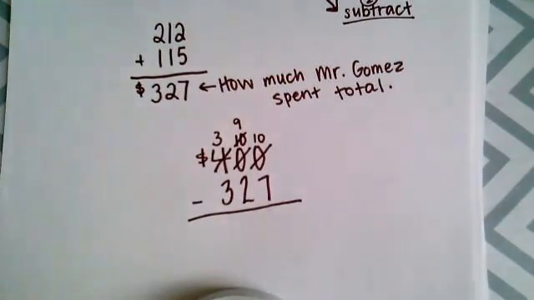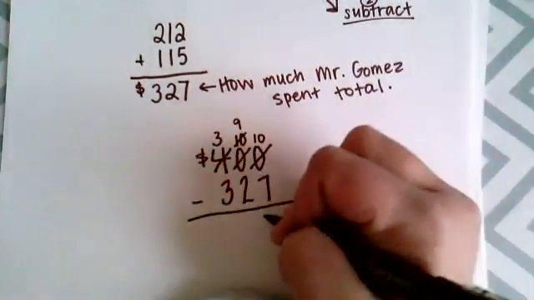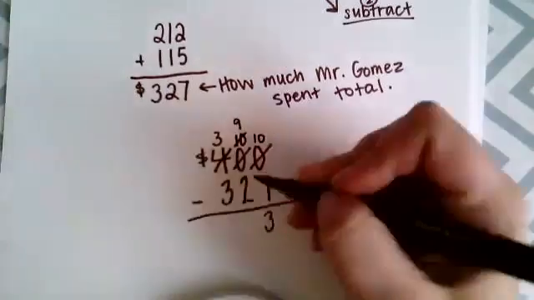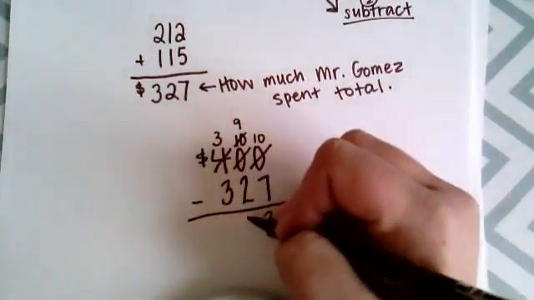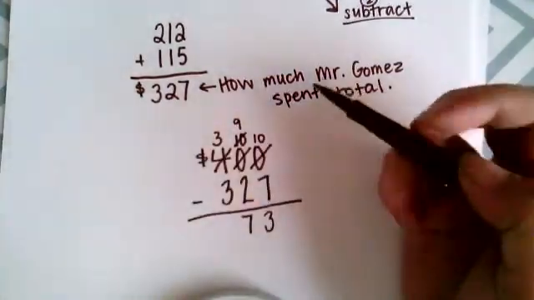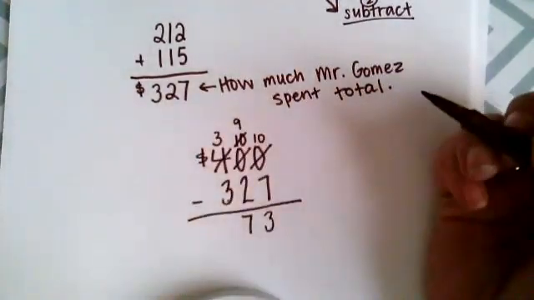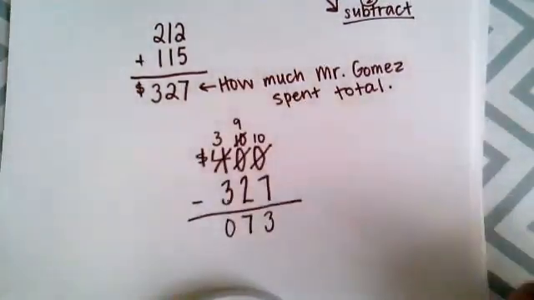So 10 minus 7, class. 3. 9 minus 2, class. 7. 3 minus 3. 0. And I can just write this as 73.